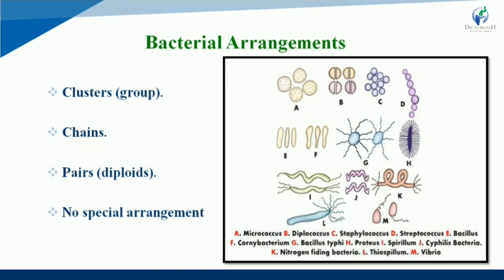Last one is no spatial arrangement. Example of not specifically arranged bacterial species is Thiospirillum, and next one is Vibrio bacteria, L and M. So that is regarding bacterial arrangement via various methods: cluster type, chain type, pairs or diploids, and last one is no spatial arrangements.